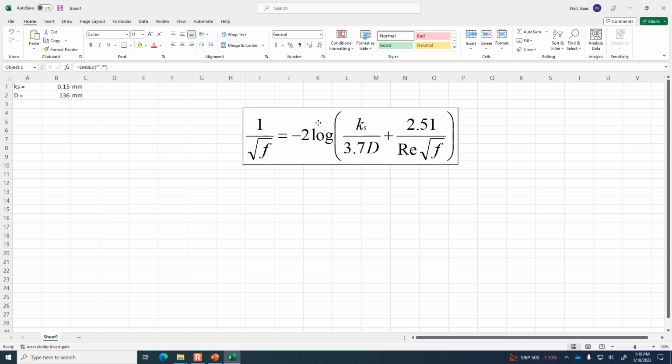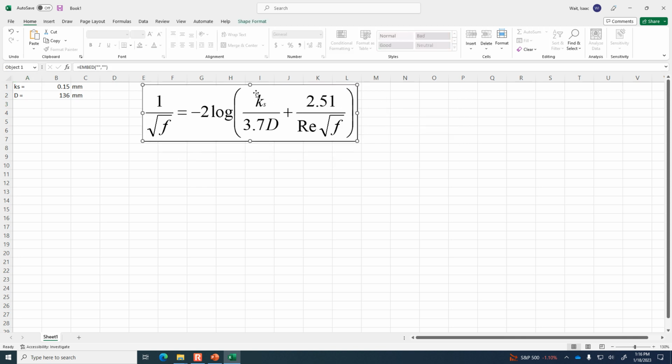And note that if you've got a ratio, see this formula here, k sub s divided by 3.7D, the units need to be the same. So either both k sub s and D should be in meters, or both of them should be in millimeters. I can't use mixed units and expect a reasonable answer. So I'm going to do it as millimeters, but you could put meters, and as long as you were consistent in that ratio, it would be all right. The Reynolds number we got was 1,872,413.